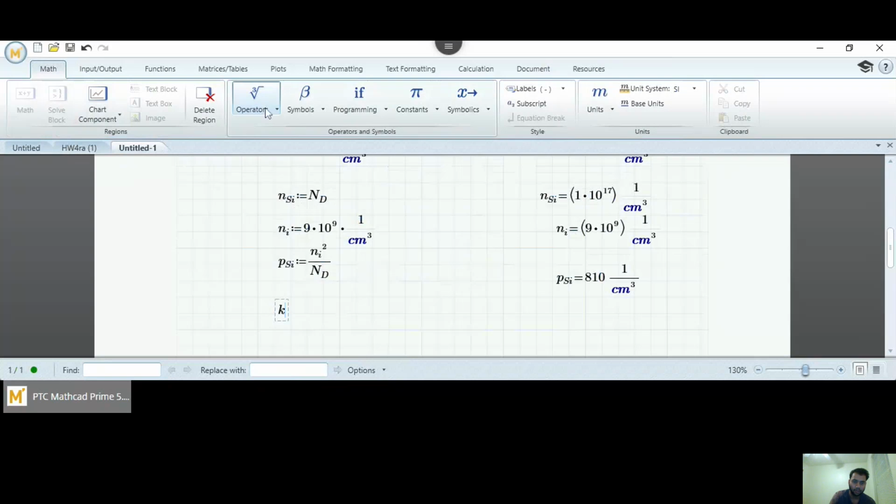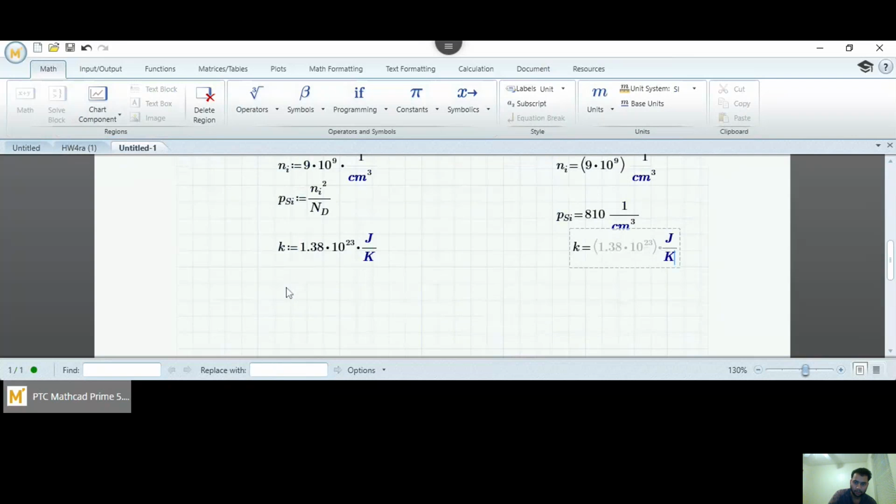Suppose this is K. Small k is defined here as the Boltzmann constant. And I hope you guys know the value of the Boltzmann constant. Its value is almost 1.38 times 10 to the power minus 23 joule per Kelvin. You see, this is the MKS unit. I hope you guys know about the MKS system of units. Here I'm going to write the SI unit.